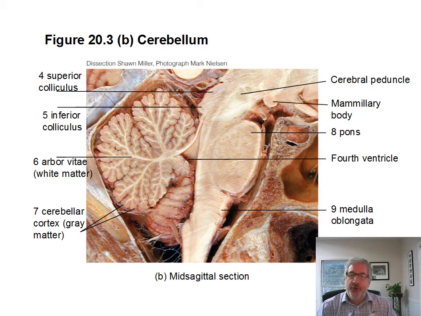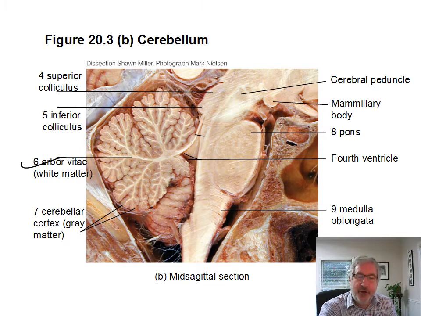This is a mid-sagittal section through the brainstem and the cerebellum. And so we see a cerebellar peduncle here. And we also see white matter. So you can see that very clearly. And it's called arbor vitae. And that's because it looks like a tree. So it's the tree of life is what that refers to.